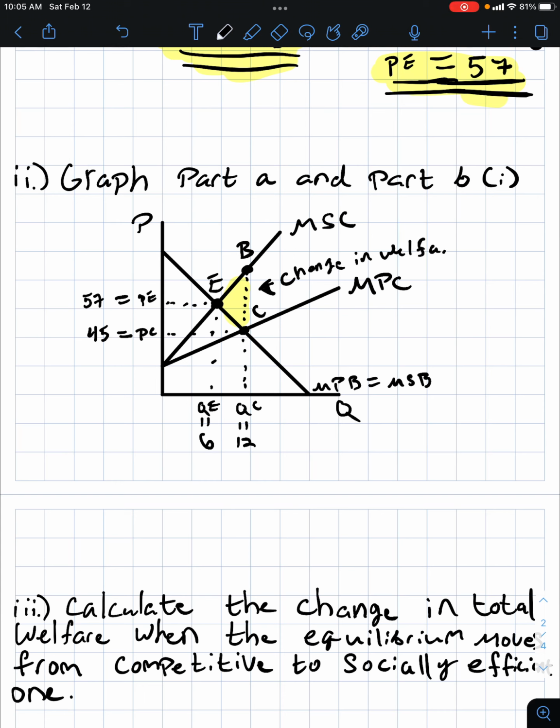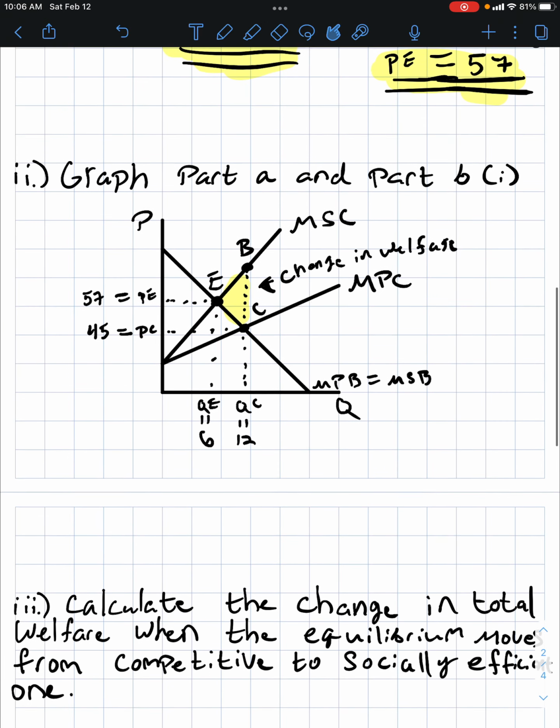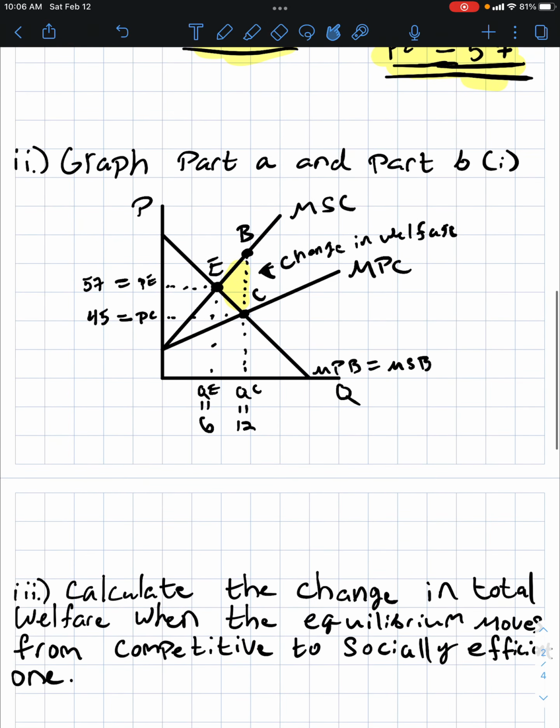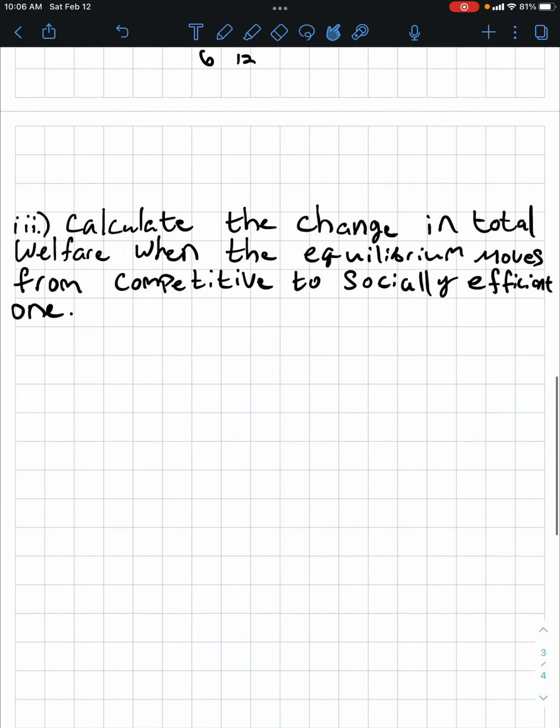Change in welfare. And let's see. I believe that is it for this part. Yeah, looks good to me.